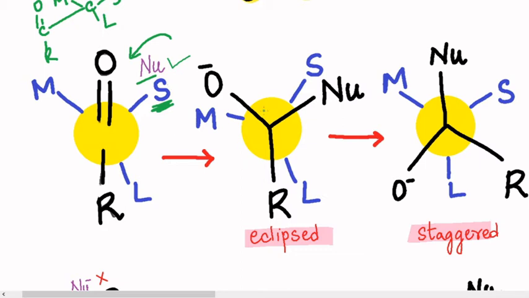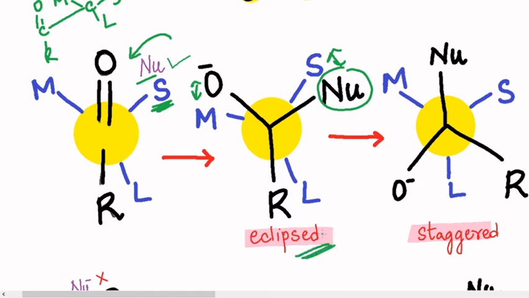And what happens when you have an attack of a nucleophile? This nucleophile is on the same side as the small group on the back side. The carbonyl double bond is broken and we have an O minus which is in eclipse with the medium group. This is the eclipse conformation, right?